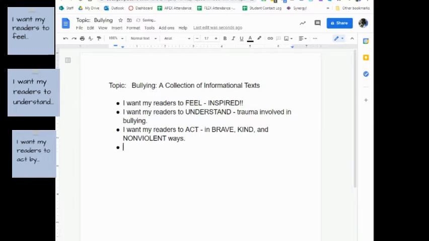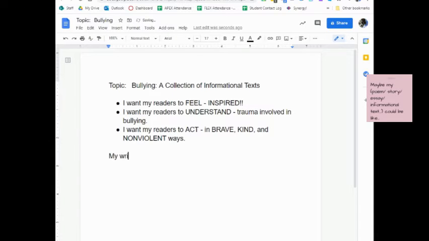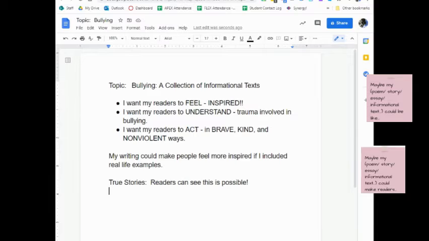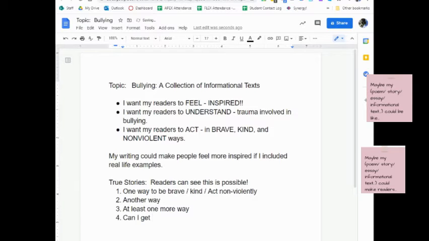So maybe my writing could really make readers inspired, and maybe it would be more inspiring if I included real-life examples. Yeah, I'm really thinking true stories so readers can really see what's possible. And maybe in this, I'm going to put some collections of one way to be brave, kind, and act non-violently is, maybe another way or another person acting this way. Maybe something for when it doesn't work out, what happens the other way.